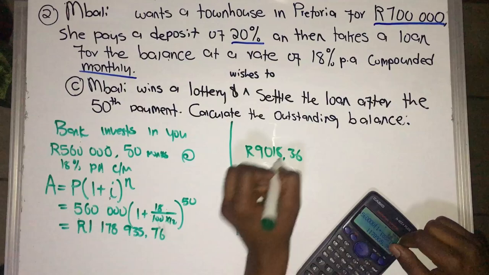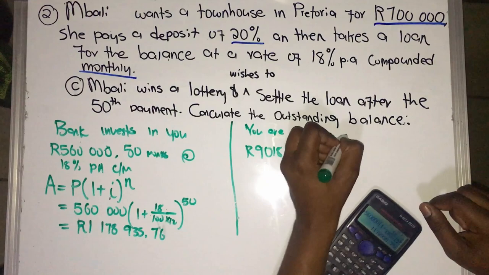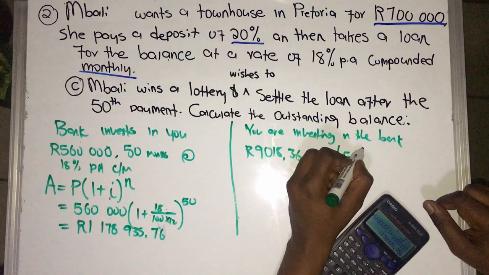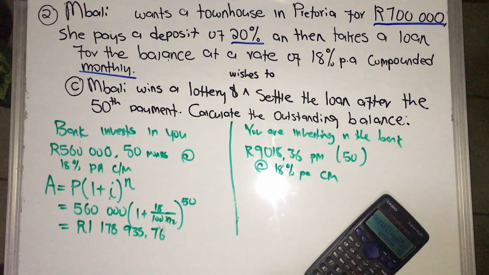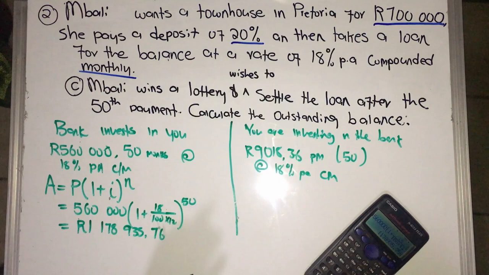Now the second side, we look at it as if you are investing in the bank, such that you pay this amount per month for 50 months at an interest rate of 18% per annum compounded monthly. So we break the scenario down into two parts: the bank's loan, and how much that money would be worth with interest, which is the 1.1 million. And then in those 50 months, you have been paying 9,018 rands. So that's what it is after 50 payments with interest.